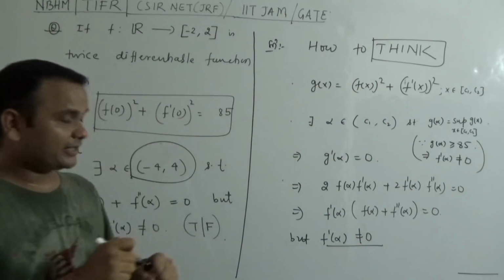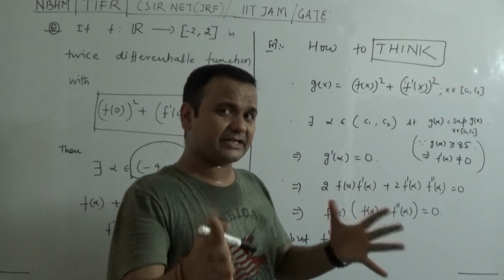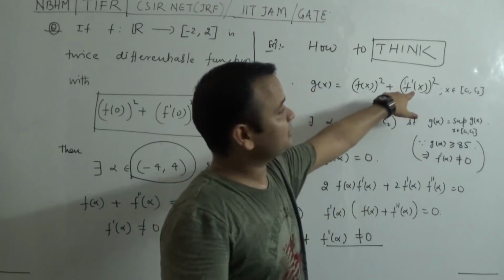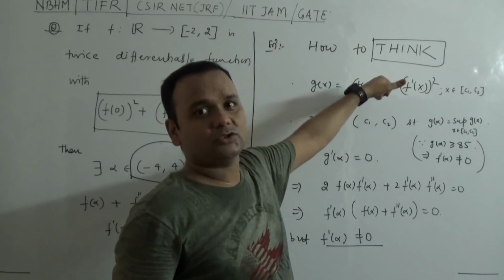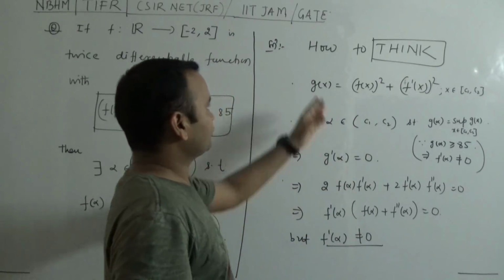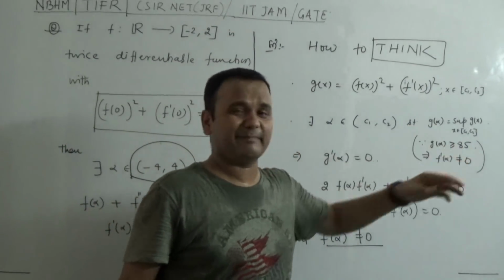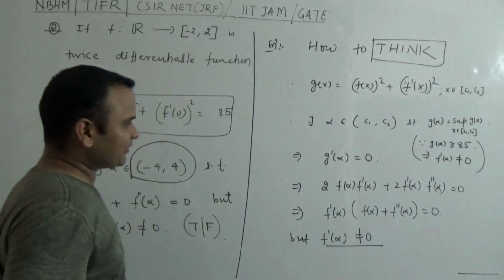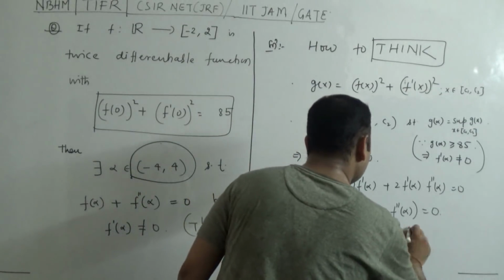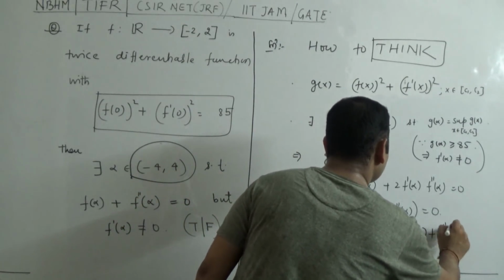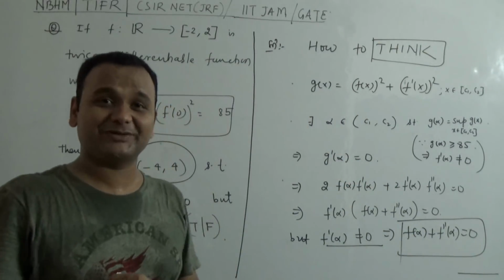Since g alpha is greater than 85, because the value at 0 will be 85, the maximum will be at least 85. So f prime alpha can never be 0, because if f prime alpha becomes 0, then this quantity gives a maximum value of 2, and 2 squared is 4, so the maximum value of g alpha would be 4. But that is not possible because the maximum value of g alpha is at least 85. Hence f prime alpha must be non-zero. That implies f alpha plus f double prime alpha is equal to 0. So this is the logic to answer this kind of problem.